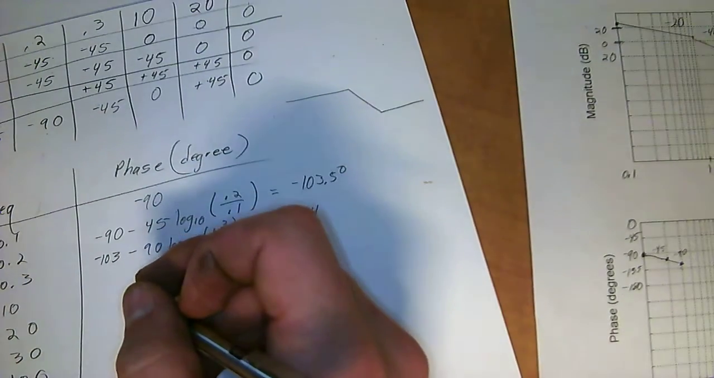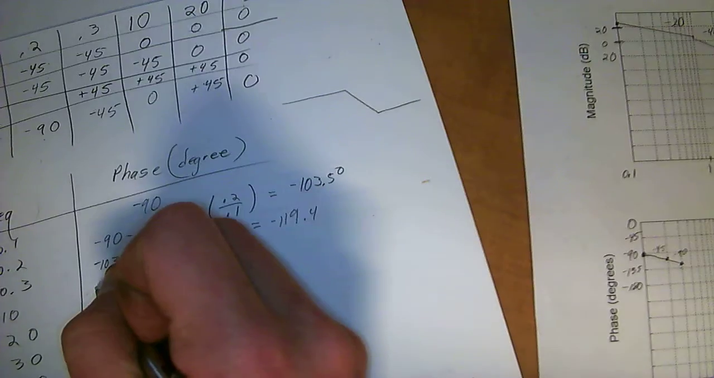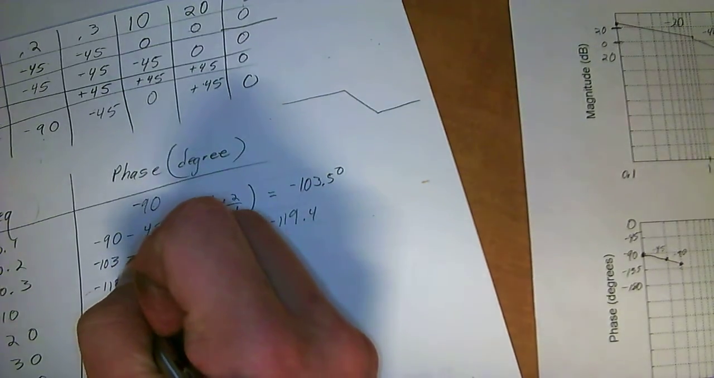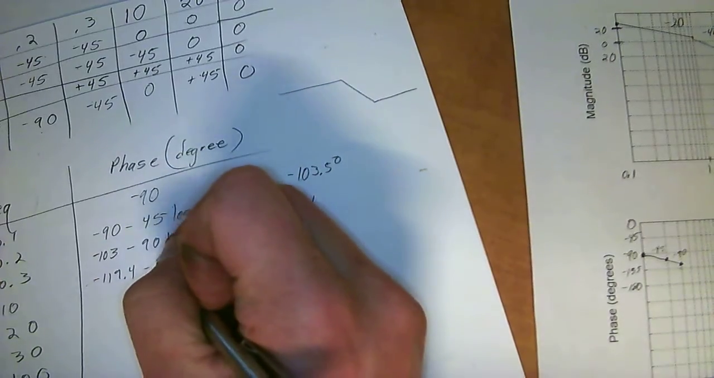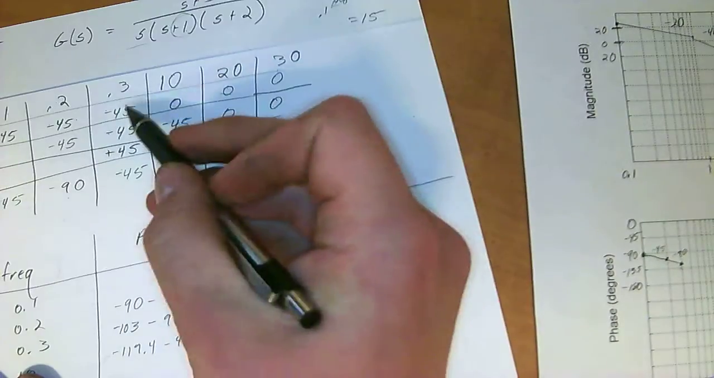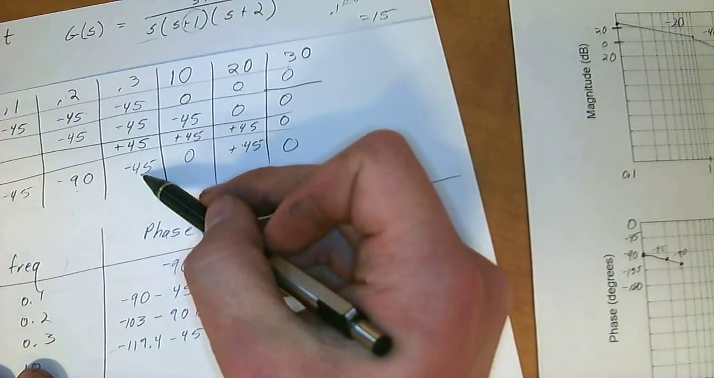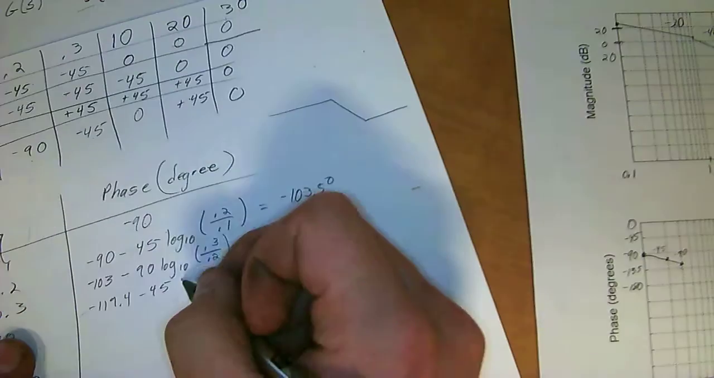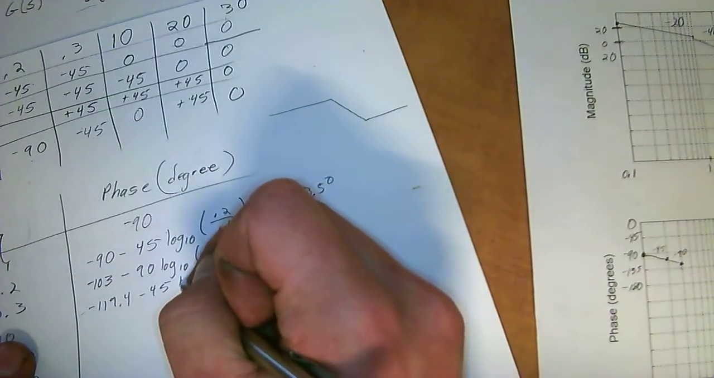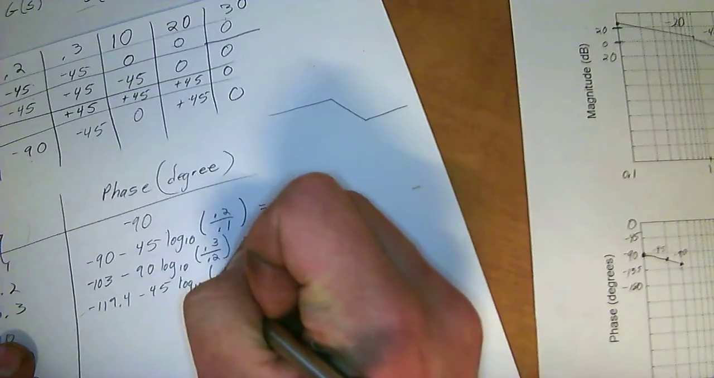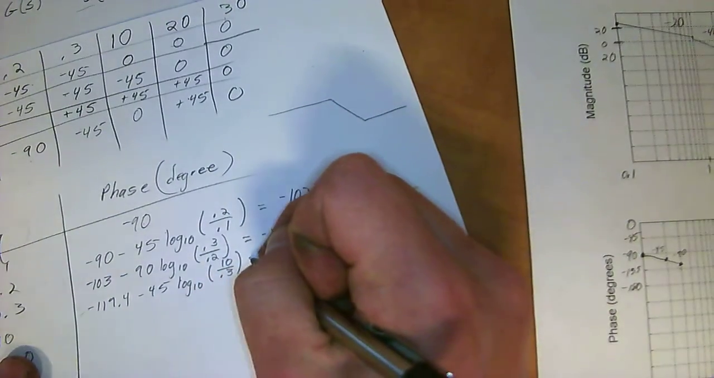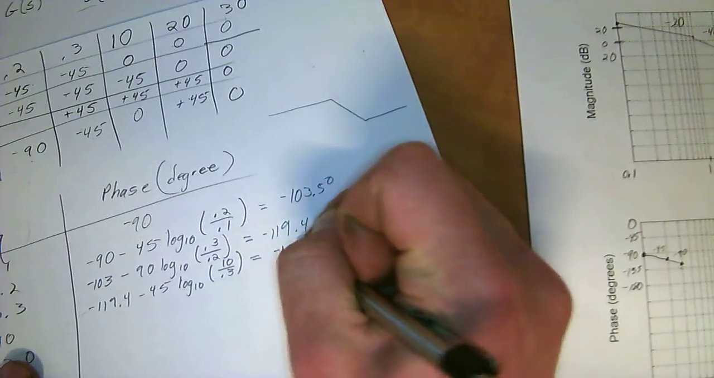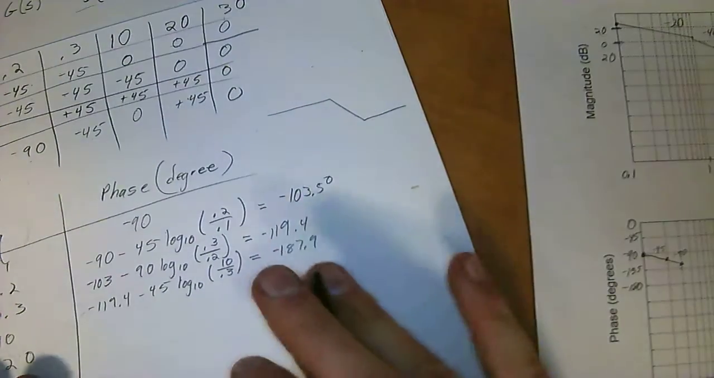Okay, so now we're at 10. We go to negative, where we came from, the previous phase, minus 45, because going from 0.3 to 10, we have a slope of negative 45 degrees, times log 10 of 10 over 0.3, where we're coming from, which is going to equal negative 187.9.